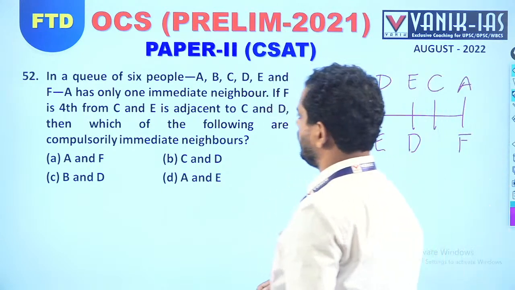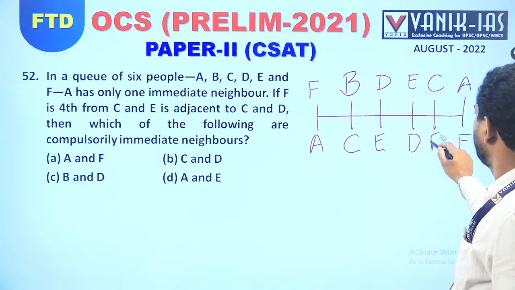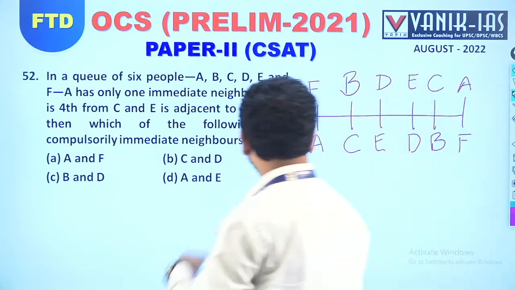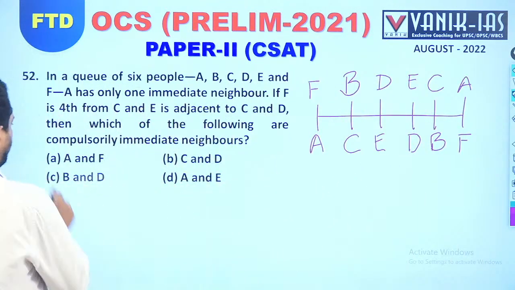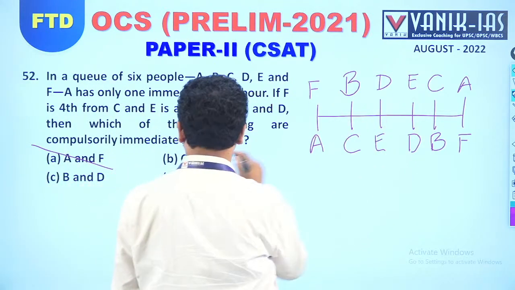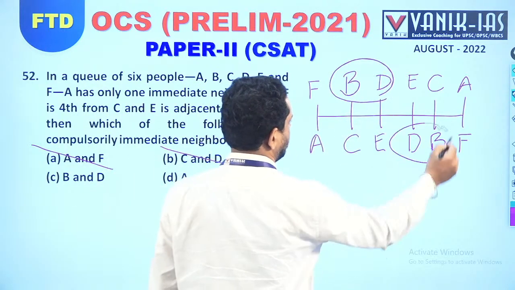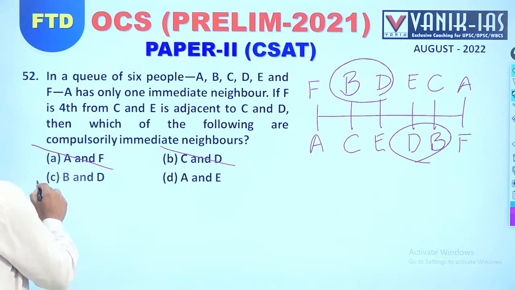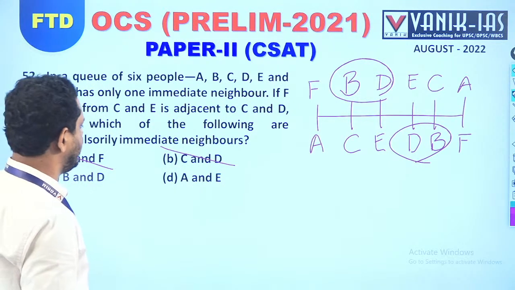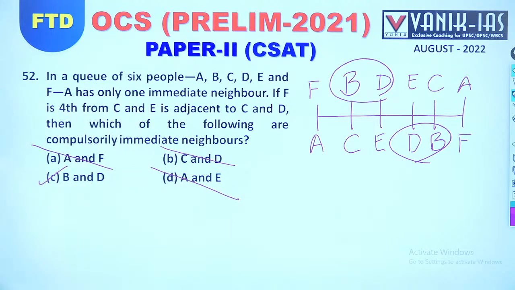Then which of the following are compulsorily immediate neighbors? AF, are they compulsorily immediate neighbors? No. CD? No. BD, immediate neighbors, we can see it easily. BD are immediate neighbors. AE are not immediate neighbors. No. The correct answer of question number 52 is option C.